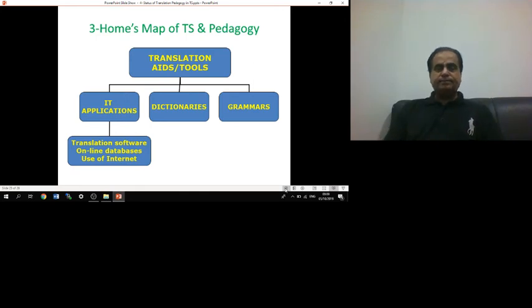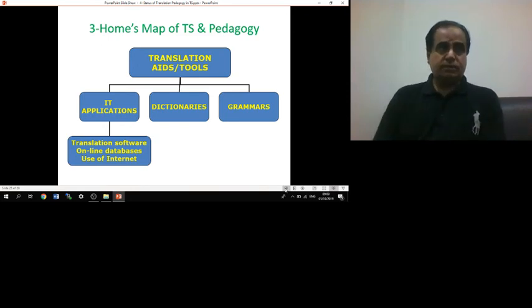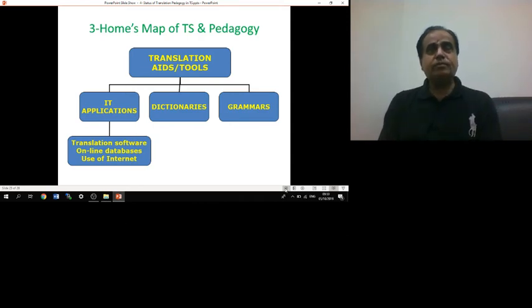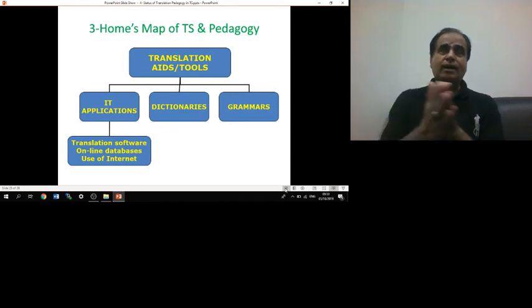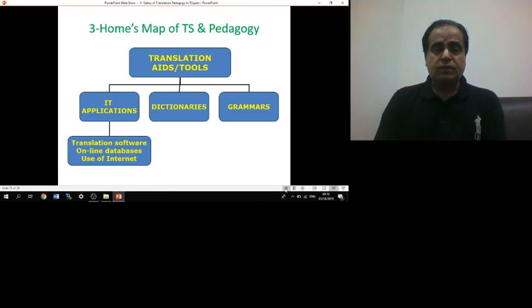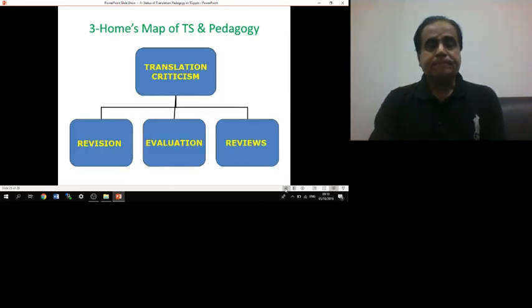As I said earlier, and I'm just going to repeat it, IT tools are essential tools for translation teaching. Dictionaries are essential tools for translation teaching. Grammar books are also essential tools for translation teaching. And the teachers, they also get help from these tools, and they also ask the students to use these tools for their learning.